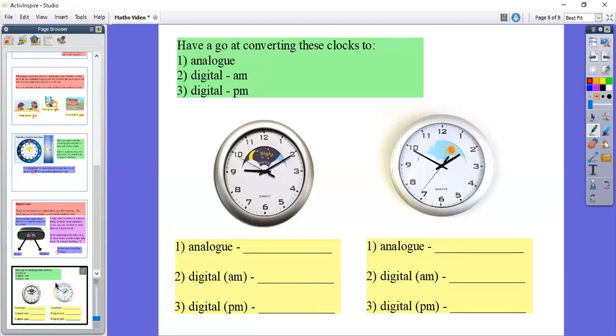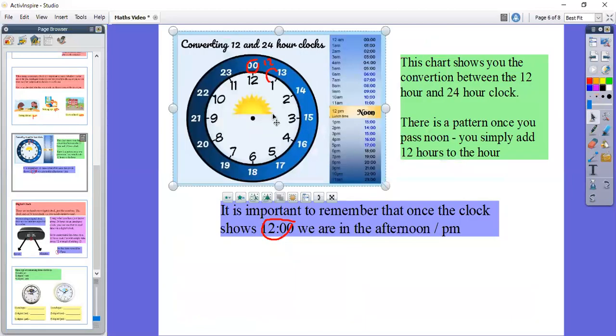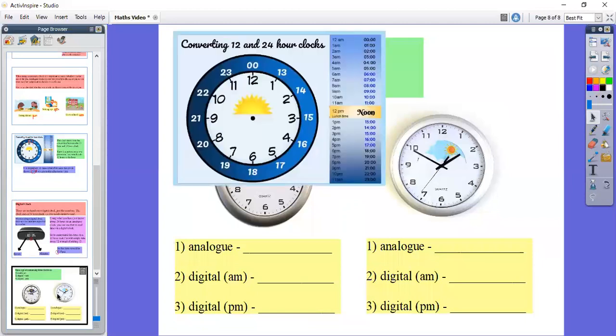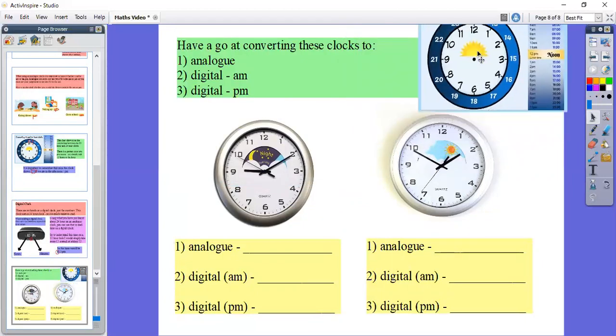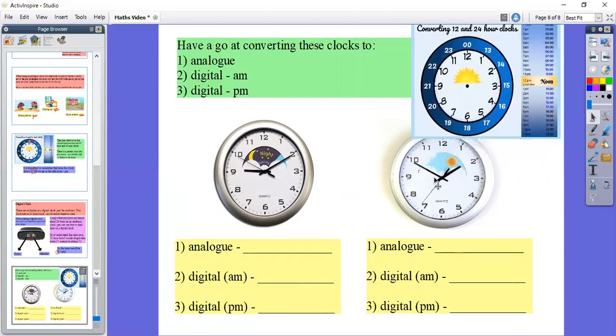So what I would like you to do is pause the screen and have a go. First of all, tell me what this time is in words, so on an analog clock, and then tell me what this time is in the AM, and then tell me what it is in the PM. Make sure you use your conversion sheet to help you. Let me put this over here so you have this here to help you. Okay, so pause the screen and have a go.